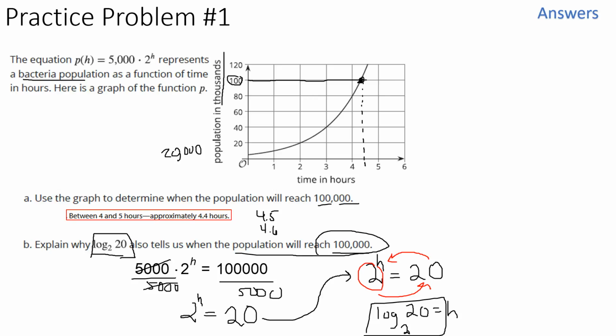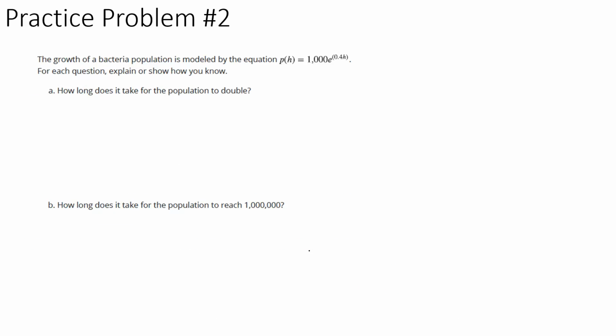Okay, cool. So let's move on to example number 2. Example number 2 also talks about bacteria. The growth of a bacteria population is modeled by the equation P of h is equal to 1,000 times e to the power of 0.4h. For each question, explain or show how you know. Since these are all practice problems, you guys are going to work them out on your own, and then we're going to go over it after you select your answer.